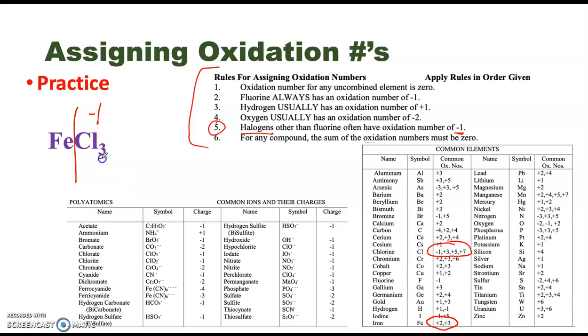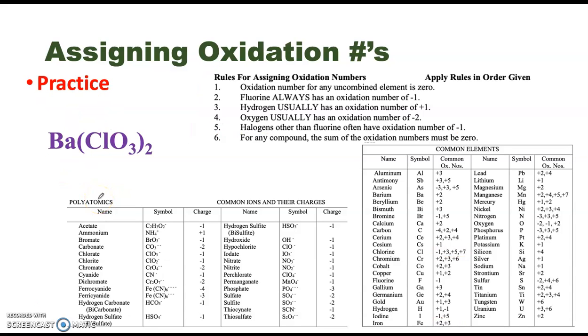Well, I have 3 of them, so -1 times 3 is -3. If this half of the compound is a -3 charge, this half has to be +3, so that means my 1 iron must be a +3. So out of my options, I picked the +3. These are my answers. This is just to help me keep things balanced, because the sum of the charges has to add up to 0. Your answer doesn't have to add up to 0, but if you account for how many atoms you have, then it does.